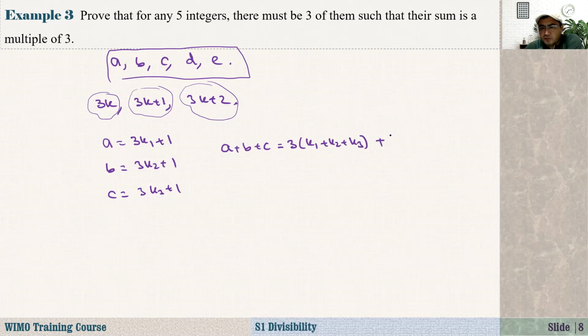And 1 plus 1 plus 1, that's equal to 3. And 3 is a common factor. I can just write this 3 times, and inside the parenthesis, k1 plus k2 plus k3 plus 1. And here is just the sum of four integers, right? It's also an integer, which means that their sum is divisible by 3. Okay. So prove that for any 5 integers, there must be 3 of them such that their sum is a multiple of 3. In a similar way, how about if they belong to the third group, 3k plus 2, right? And if you just add them again, so actually their sum will be divisible by 3.